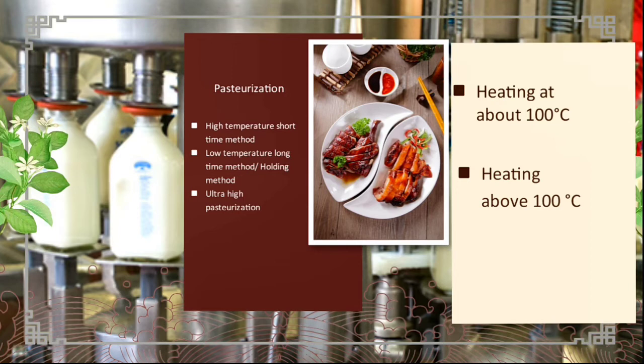Heating above 100 degrees centigrade: temperatures above 100 degrees centigrade are usually obtained by means of steam under pressure. In steam pressure sterilizers, when liquid foods are to be sterilized before their introduction into sterilized cans, high steam pressure is used to apply a high temperature for a few seconds.